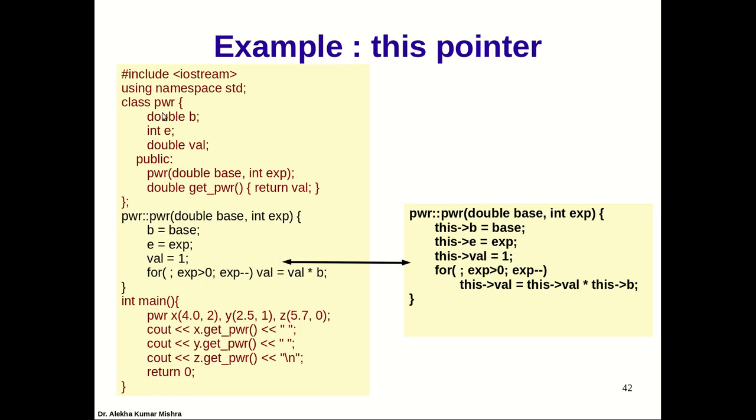So we have a power class where the data members are the base and the exponent and the value of the power, suppose b, e and value. So we have a power parameterized constructor for this, and a get power function to print the power. In this parameterized constructor, when an object is initialized, the base and exponent passed are assigned to b and e. B and E are the data members. And the value is initialized to 1. Then using the for loop we will update the value.